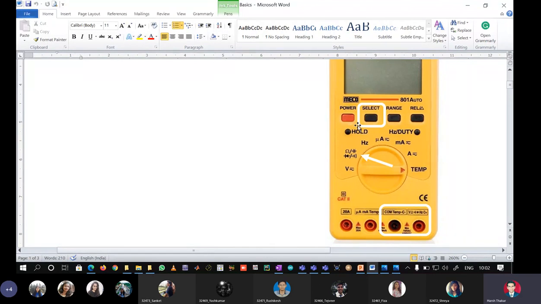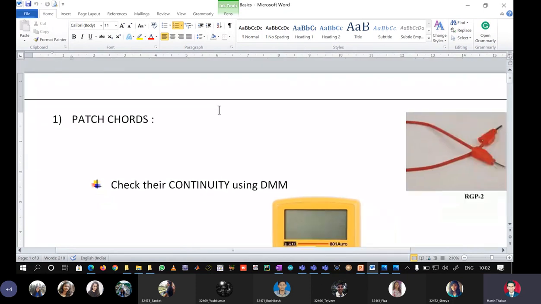So when do you use the select button? Suppose I want to measure voltage. Then after connecting my wires in the sockets, between this socket and the common socket, I will rotate this dial to the V position, and then I will select. When I press this button repeatedly, the screen will show whether you are ready to measure voltage or resistance or continuity, etc. Okay, so this was a briefing.